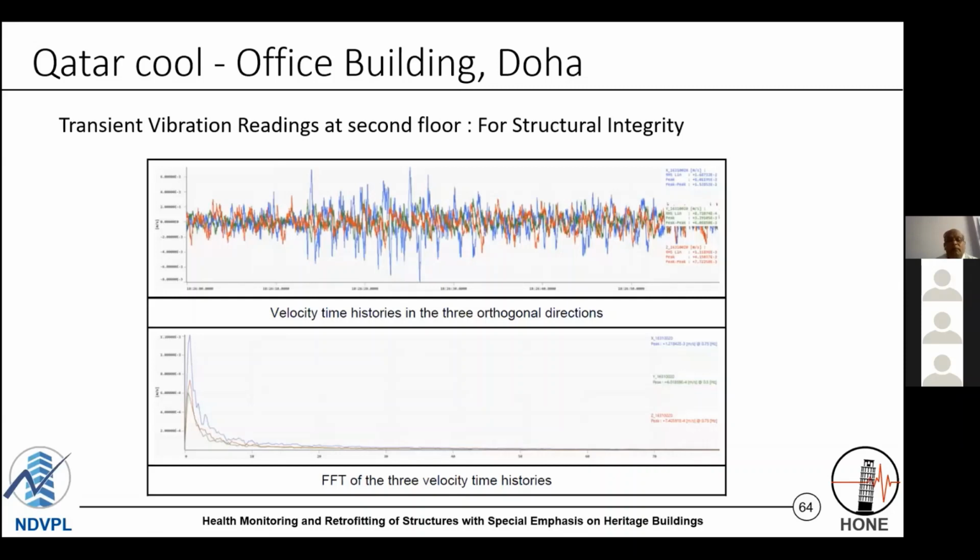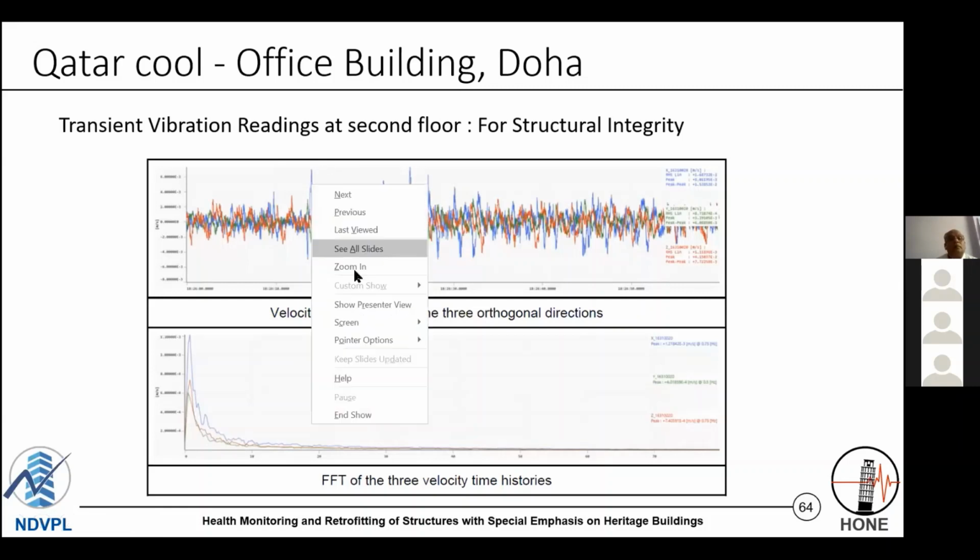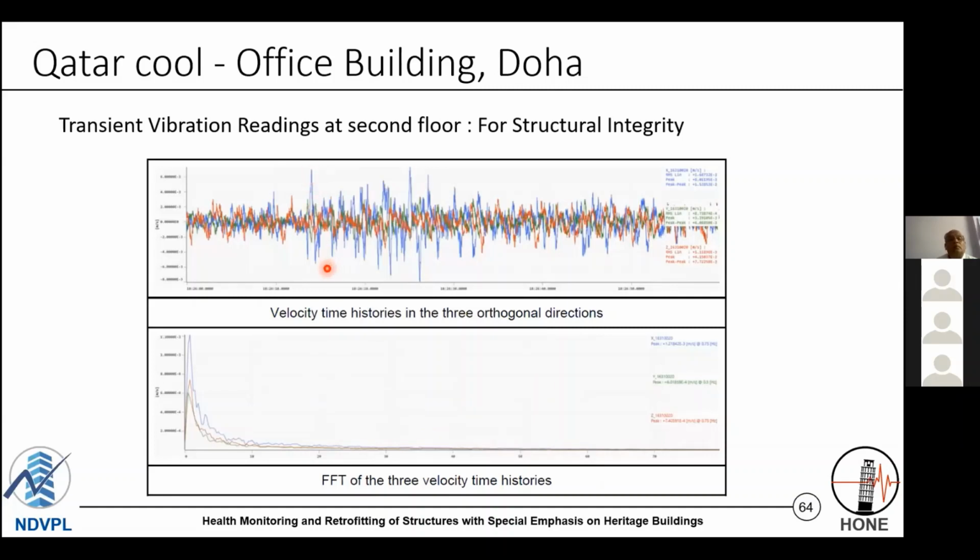for triaxial vibration. And here in the vibration graph, you can see when we started the cooling tower, this is the first peak. Again, from transient vibration, it went to steady state vibration.